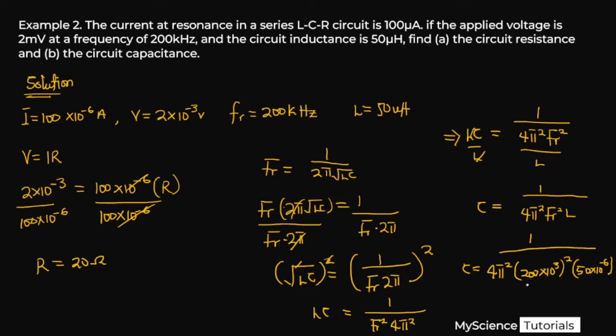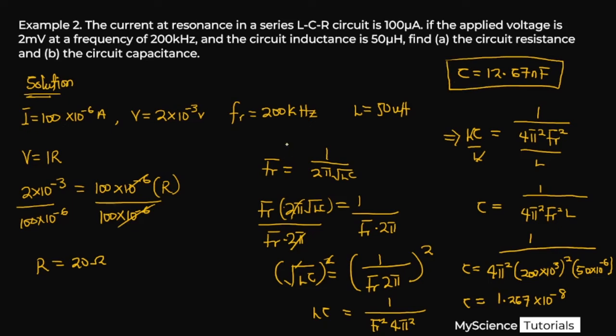If we compute that, 1 over 4 pi squared multiplied by the resonant frequency squared multiplied by the inductance is going to give us a capacitance C equal to 1.267 times 10 raised to the power minus 8, which we can rewrite as C equal to 12.67 nanofarad. So this is now our circuit capacitance.